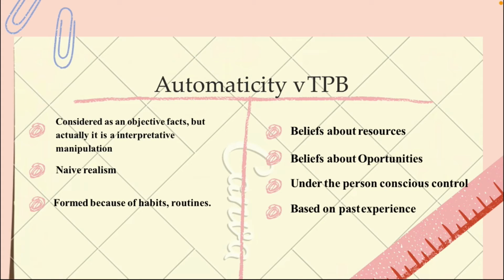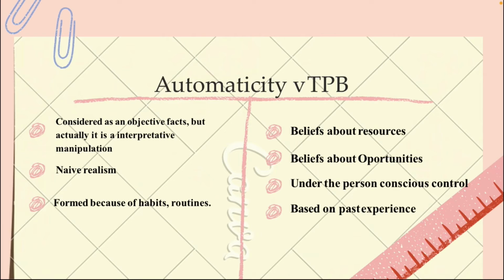The last topic is the comparison between automaticity and the theory of planned behavior. Automaticity is considered an objective fact, but actually it is an interpretative manipulation, because automaticity is an unconscious process and is connected with naive realism. It is formed from the habits and routines of a person.